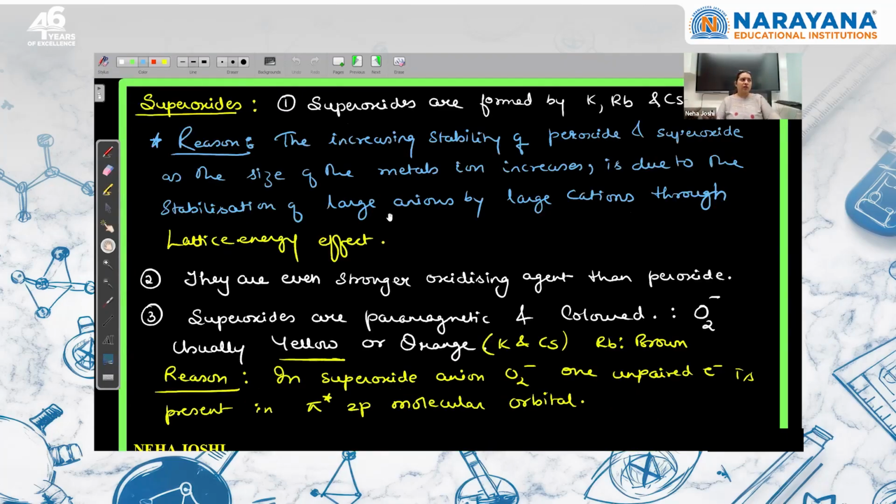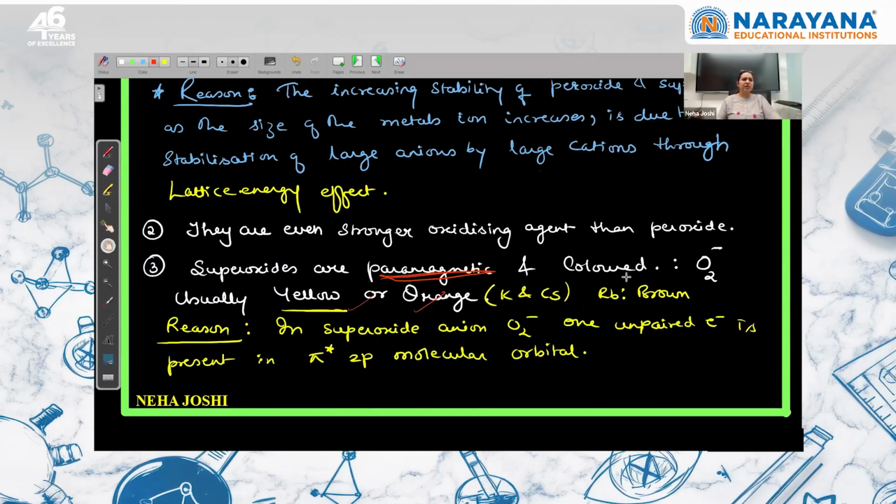and this oxygen can be used for oxidation. Coming to superoxide. Superoxides are formed by potassium, rubidium, and cesium. Formula MO2. Important point to remember is superoxides are, let me underline, paramagnetic. Okay, and colored. And their color is very standard, yellow, orange. Potassium and cesium are yellow, orange. Rubidium is brown, but these two are specifically mentioned in NCERT. The potassium, cesium color is usually yellow and orange.